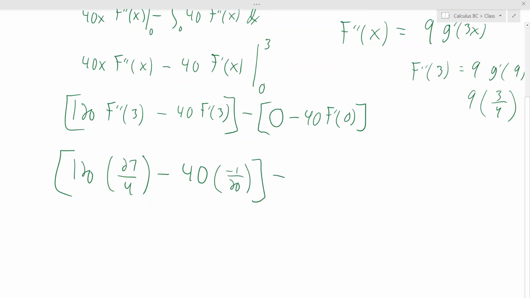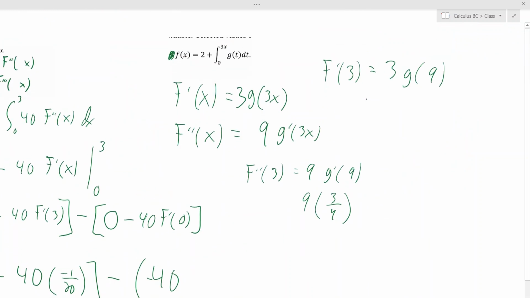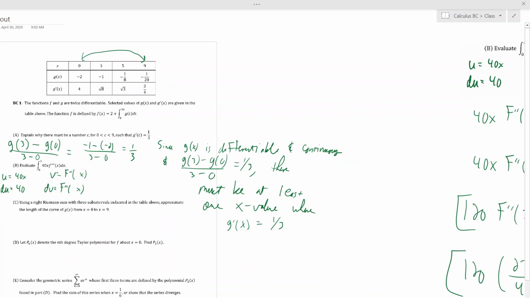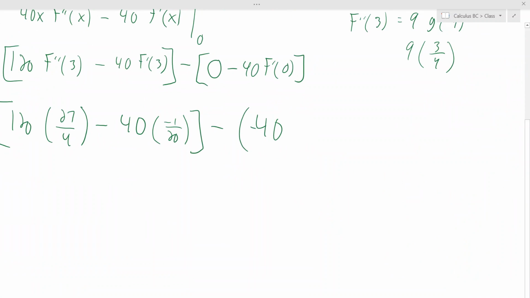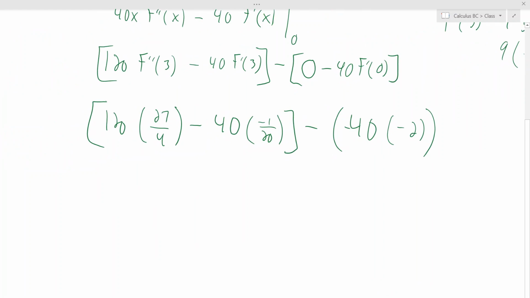Okay, and then we have 0 minus 40 times f prime of 0, but f prime of 0 is 3g of 0. And g of 0, they told us, is negative 2. So it's negative 40 multiplied by negative 2. And we can leave the answer just like that. We don't have to get too crazy about this.